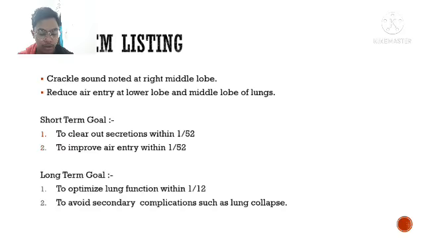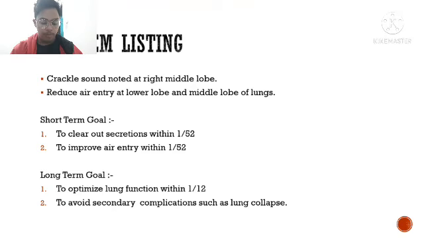For problem listing, I have noted crackle sound at the right middle lobe and reduced air entry at the lower lobe and middle lobe of the lung. For the short term goal, I want to clear out the secretion and improve air entry within 1 week. For the long term goal, to optimize the lung function within 1 month and to avoid secondary complications such as lung collapse.